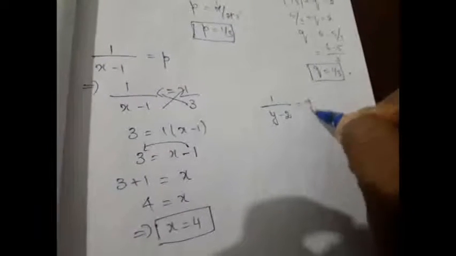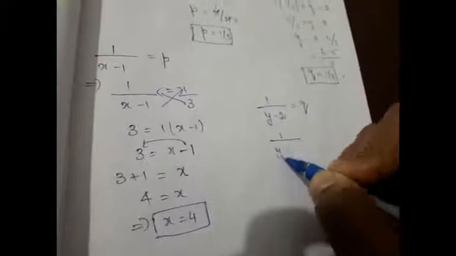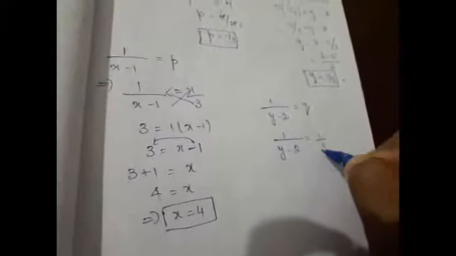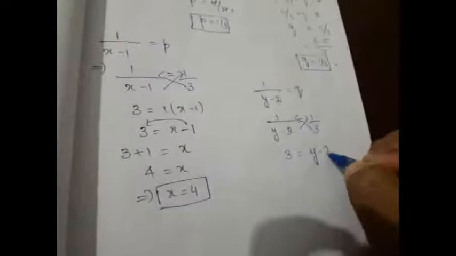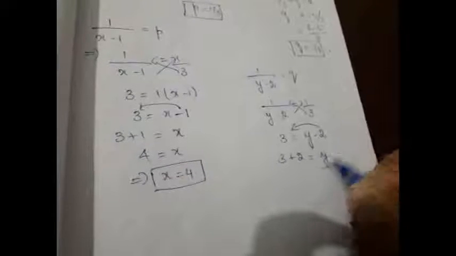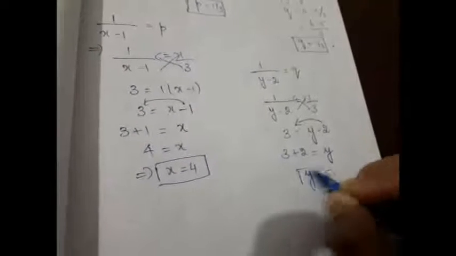Right? Similarly, what is our q? q is 1 by y minus 2. 1 by y minus 2 equals q. So 1 by y minus 2 equals 1 by 3. Cross multiply it. So 3 equals y minus 2. Bring this minus 2 to the other side. 3 plus 2 equals y. So y equals 5. Therefore x equals 4 and y equals 5. Thus we arrived at the solution.